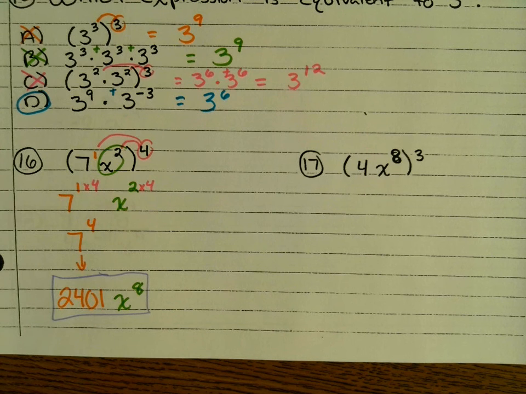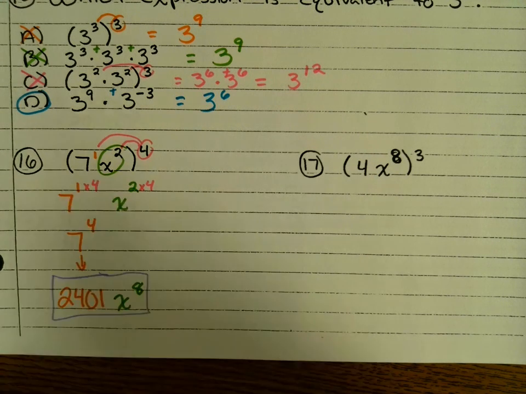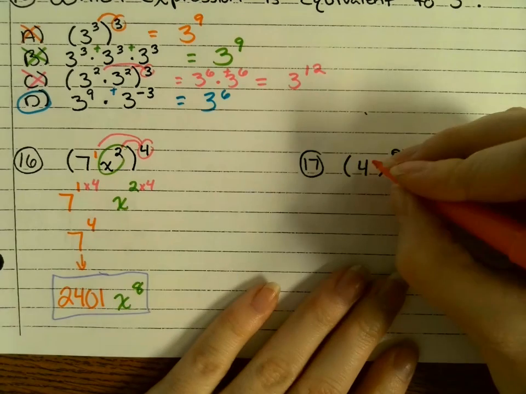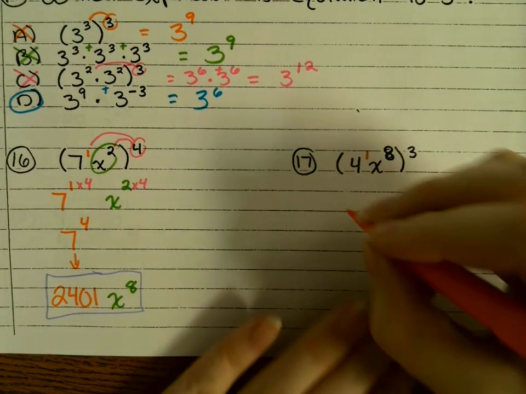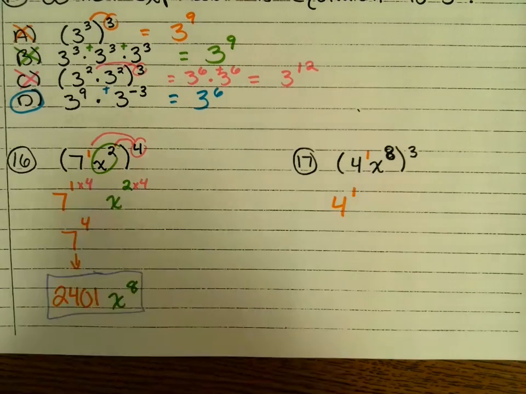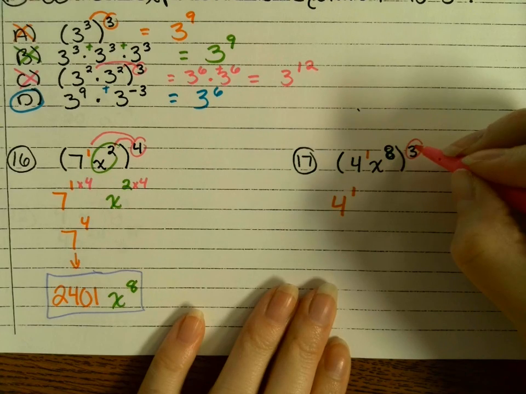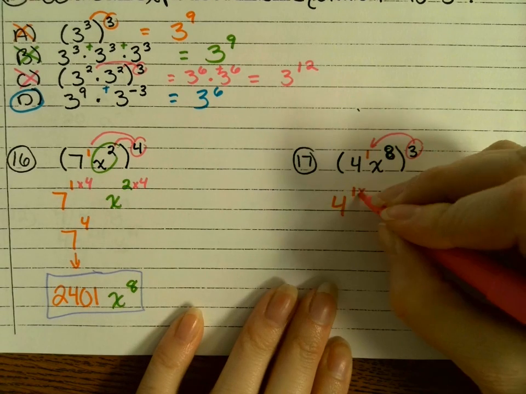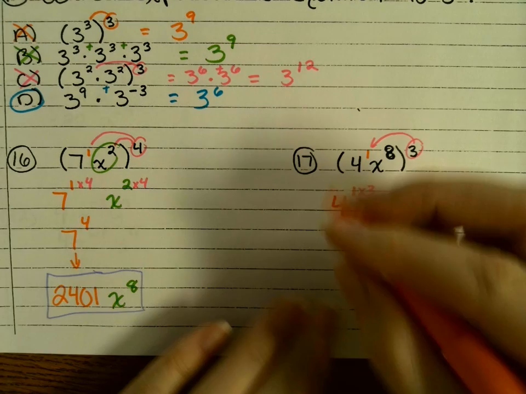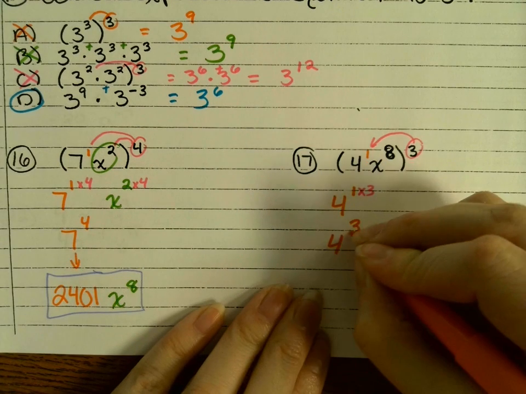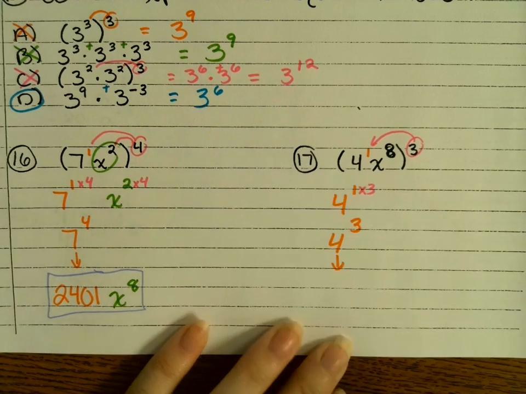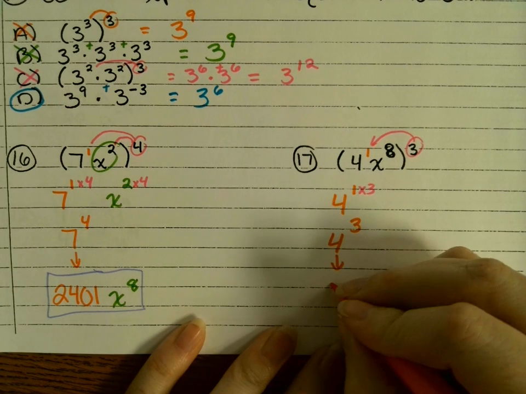Okay, for problem number 17, same concept. Again, that 4 actually does have an exponent of a 1. You're going to take that exponent of a 1 and multiply it by the 3. So that becomes 4 to the 3rd power, and 4 to the 3rd power can be worked out. It becomes 64.